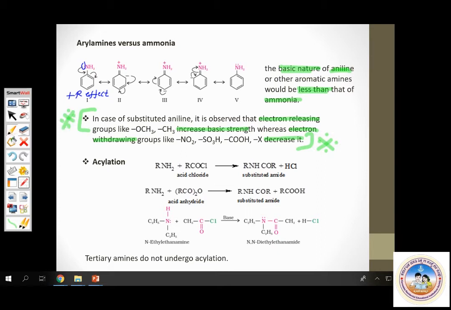Then apart from it, you have the following reactions. Acylation reaction. In this reaction, you have primary amine acting as a nucleophile attacking this. So in place of H, you get RCO. So the product is an amide. Primary and secondary amines undergo acylation. Now focus on this important point. Tertiary amines do not undergo acylation. Good. Proceeding further.